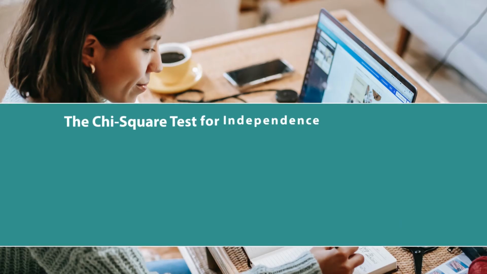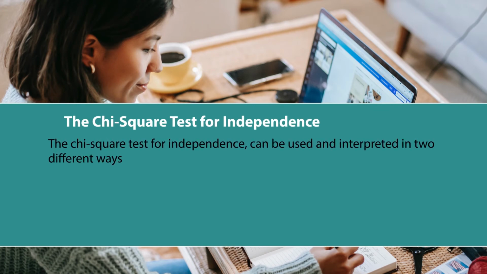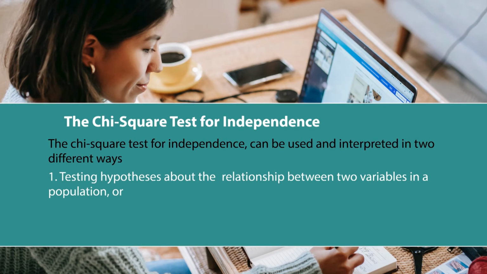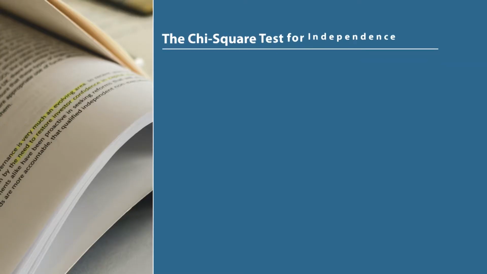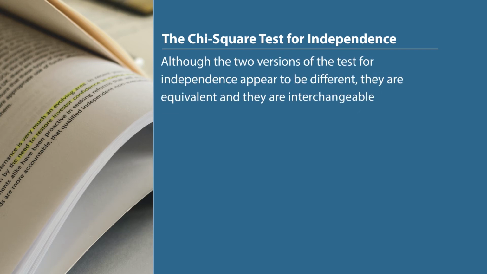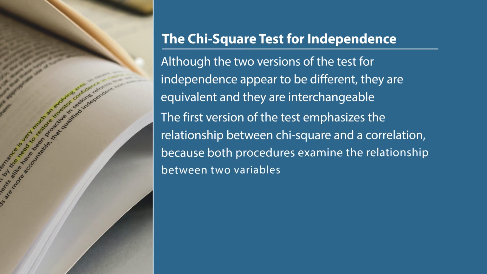The chi-square test for independence can be used and interpreted in two different ways: testing hypotheses about the relationship between two variables in a population, or testing hypotheses about differences between proportions for two or more populations. Although the two versions of the test of independence appear to be different, they are equivalent and interchangeable. The first version emphasizes the relationship between chi-square and a correlation, because both procedures examine the relationship between two variables.